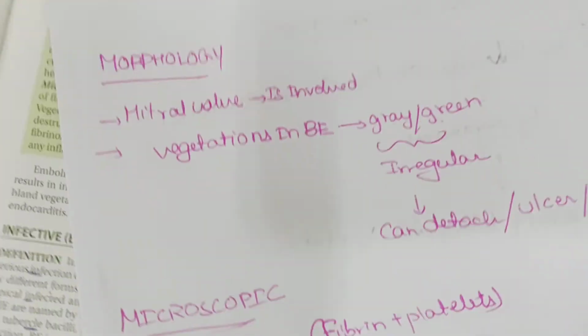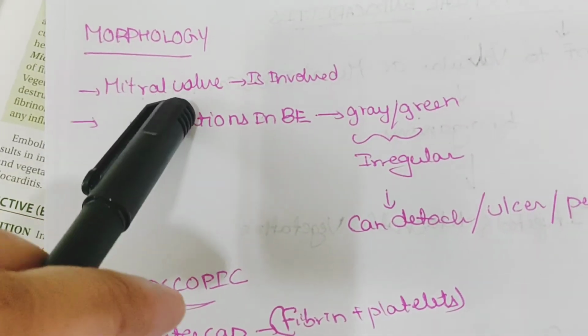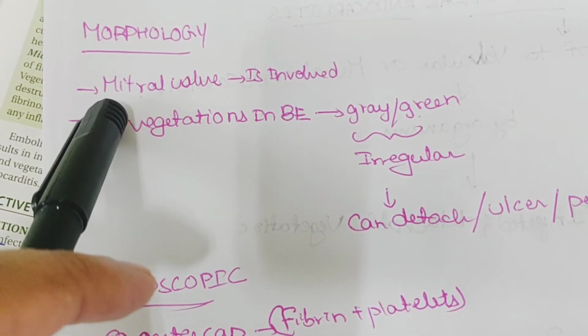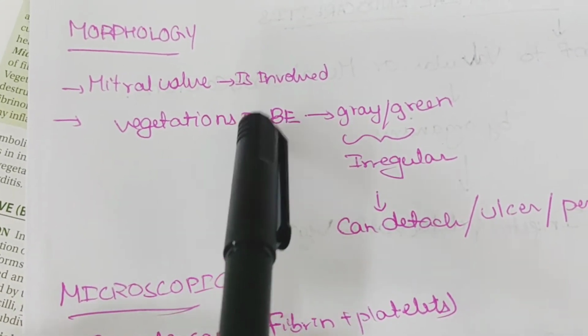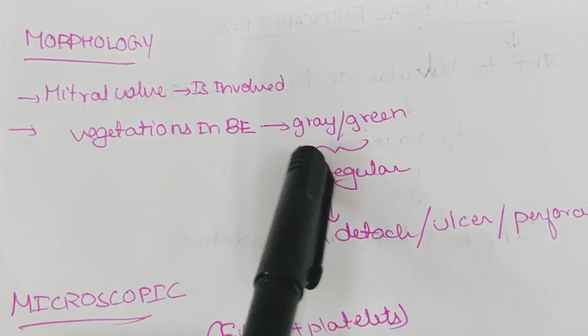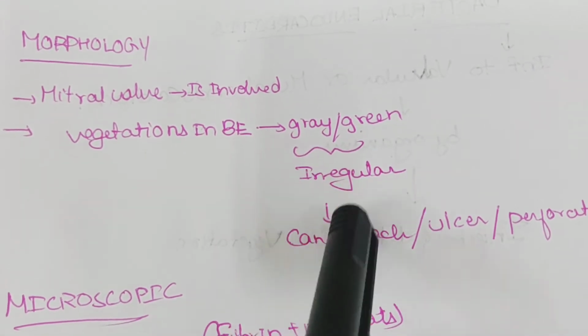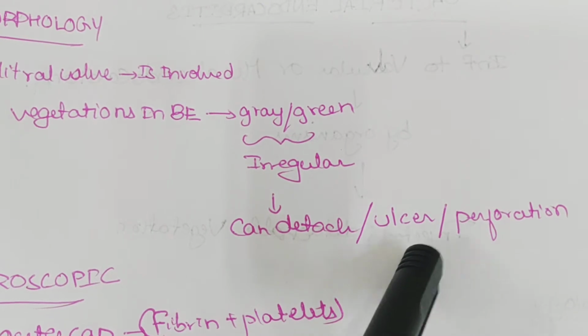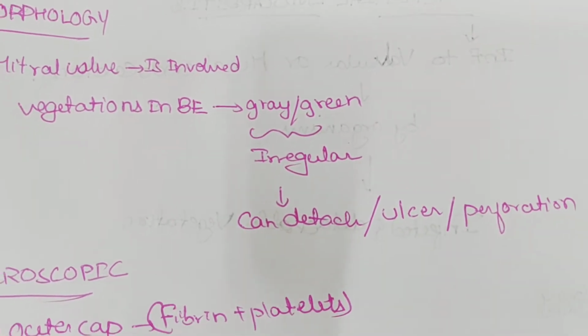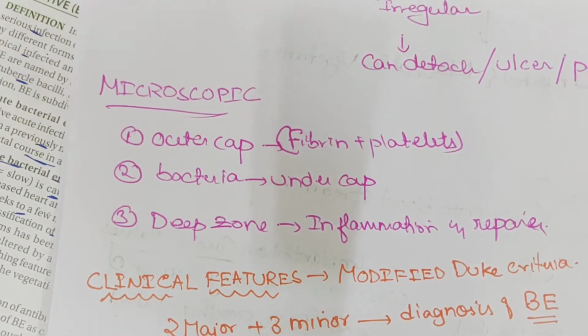So next we have morphology. In morphology, normally the mitral valve is generally involved, and we can see vegetations in bacterial endocarditis. Those are gray or green in color generally, and they are irregular, and they can detach, or they can form ulcers or perforations.